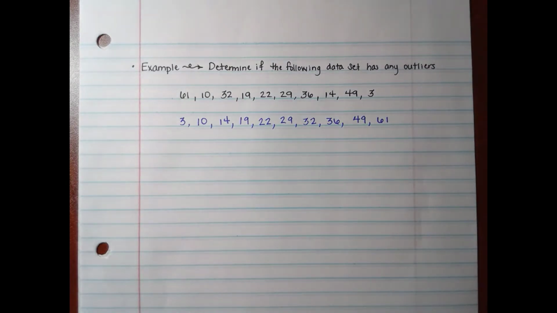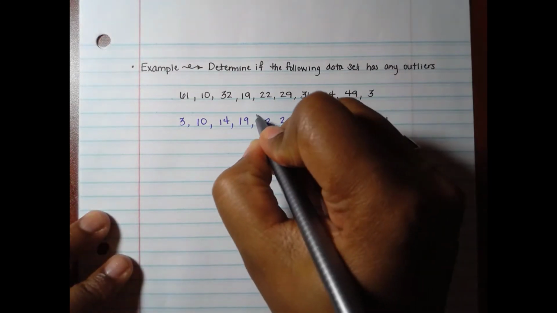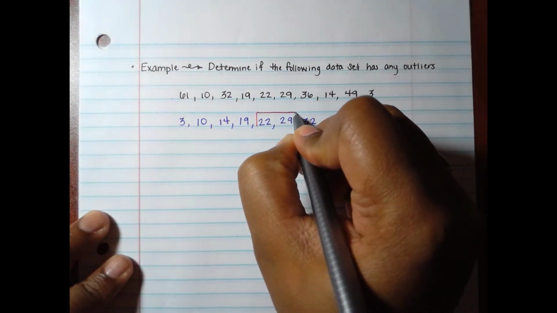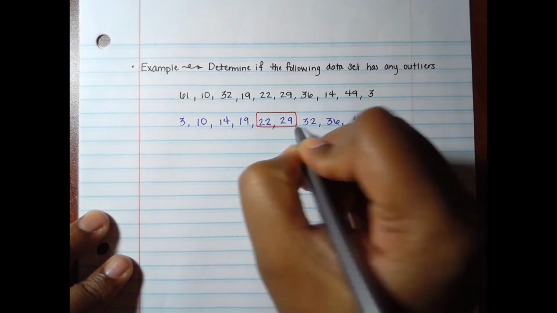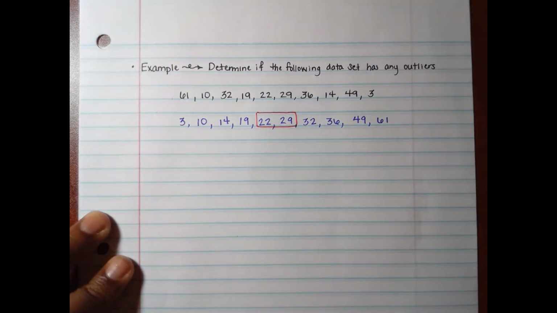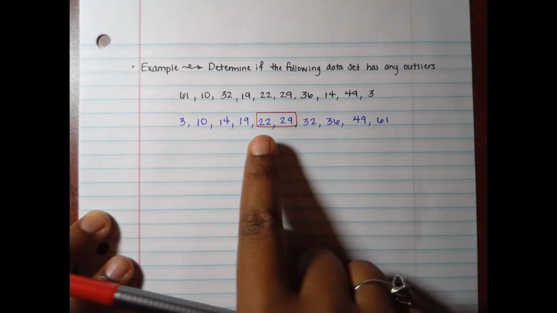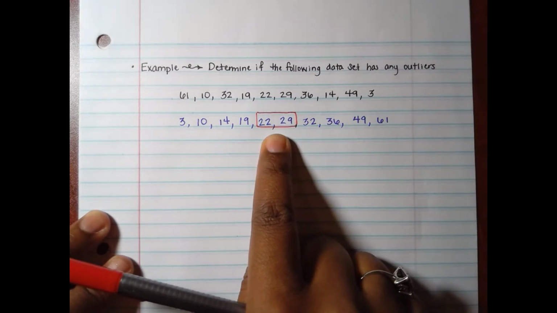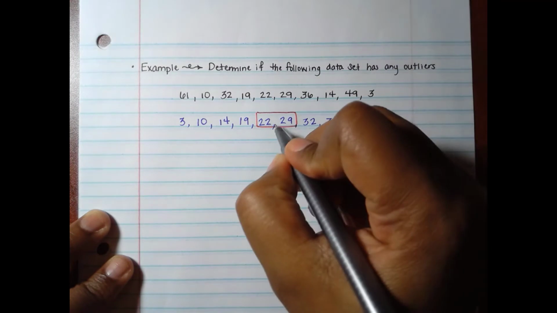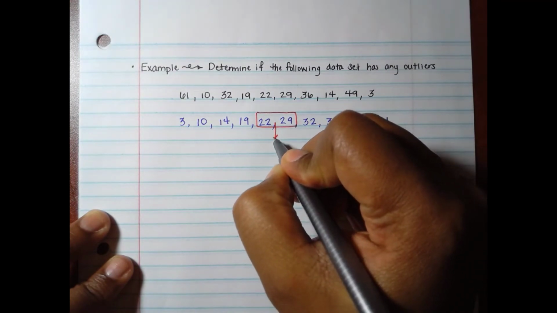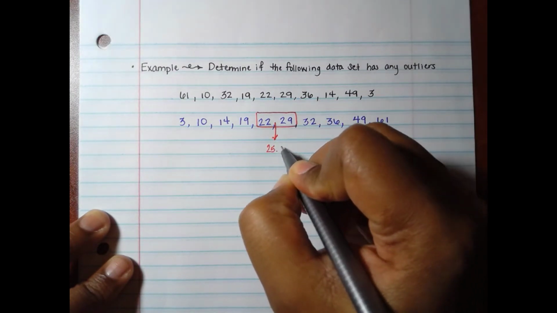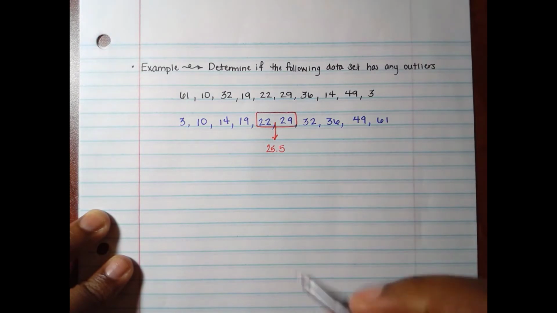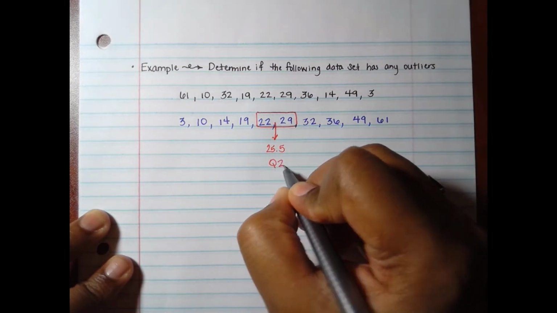And it looks like those 2 numbers are going to be 22 and 29. So to find the median, I will simply add these 2 numbers together and divide by 2. And if you do that, you get 25.5. So this number would be our Q2.